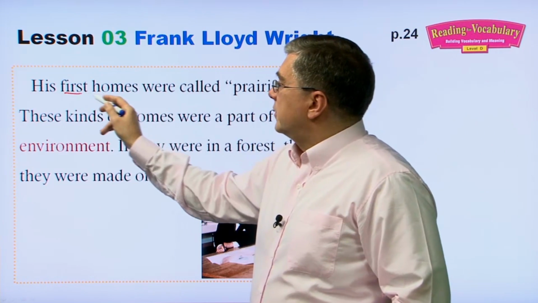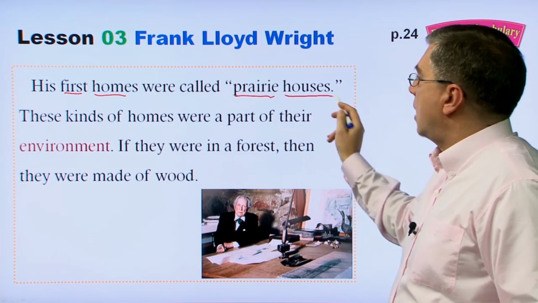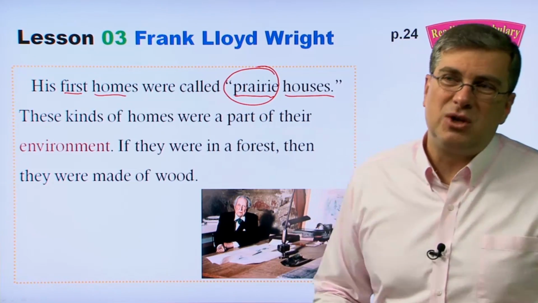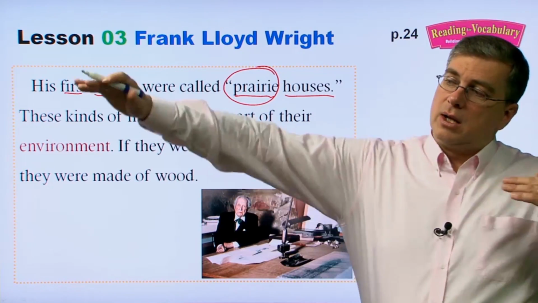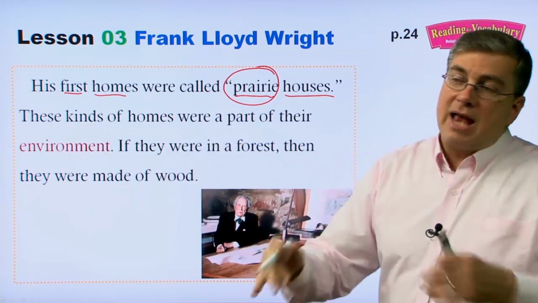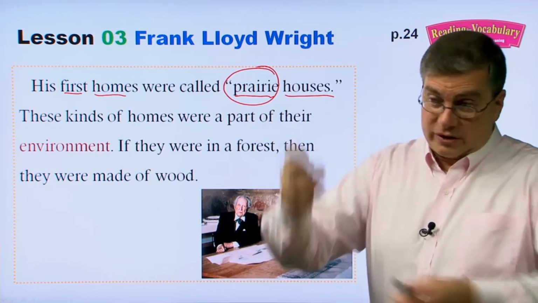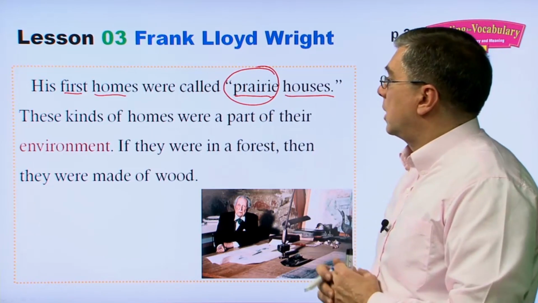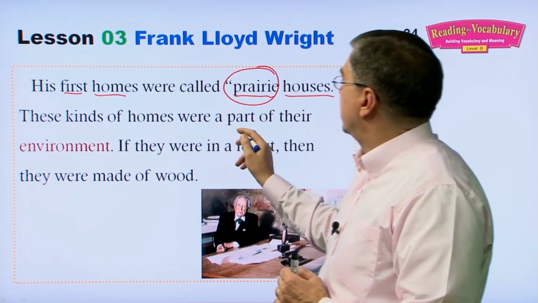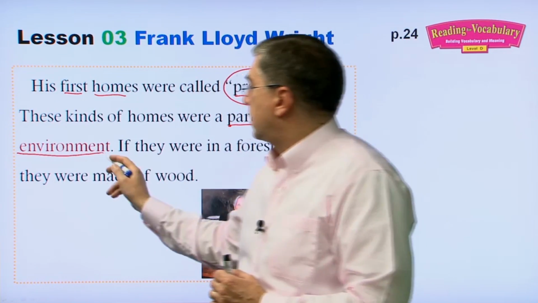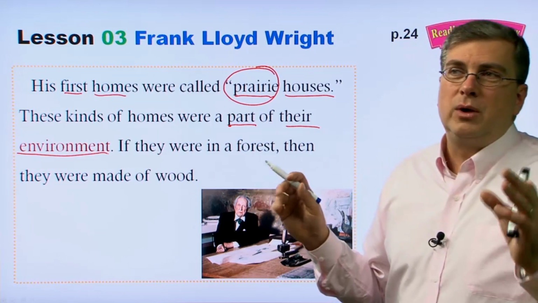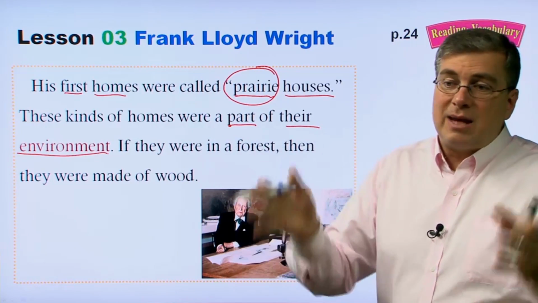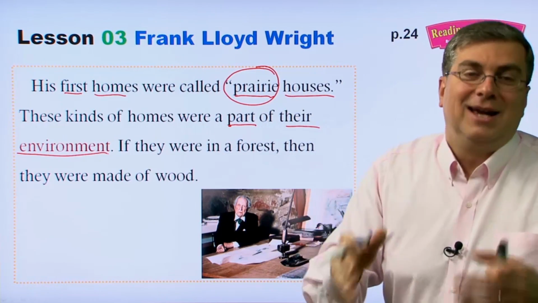His first homes. So the first homes that he designed were called Prairie houses. Prairie refers to a part of the American landscape, usually in the Midwest, where there's very open spaces. We call them plains. And not a lot of trees grow there. It's just a lot of grass, and there's a lot of good earth for growing things. We call that the prairie. Now, the prairie houses were kinds of homes that were part of their environment. Okay? So a lot of times when people built these prairie houses, they were in the plains. There's no trees to build houses from wood. They built houses out of earth. Okay? That's a prairie house.